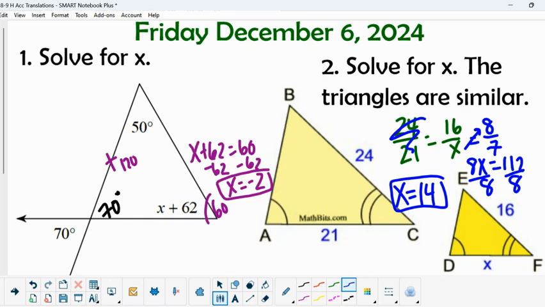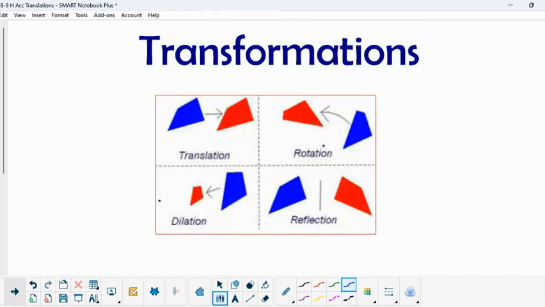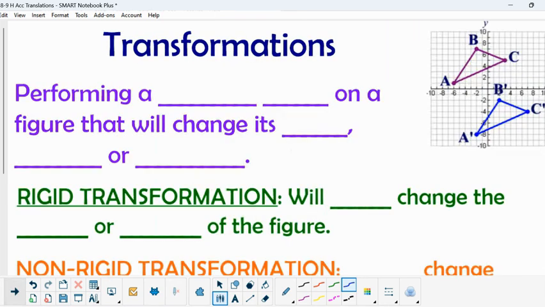A transformation is. Hold on, let me make sure I'm recording this because there's so many people. If I hit go. Yes, I am. Okay.